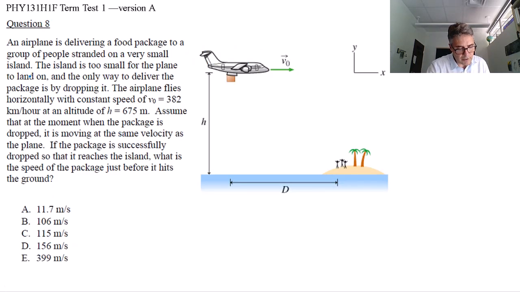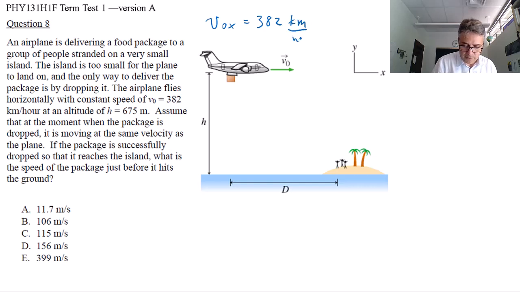An airplane is delivering a food package to a group of people stranded on a very small island. The island is too small for the plane to land on, and the only way to deliver the package is by dropping it. Right, so it's projectile motion. So the airplane flies horizontally with a constant speed of v0 equals 382 kilometers per hour.